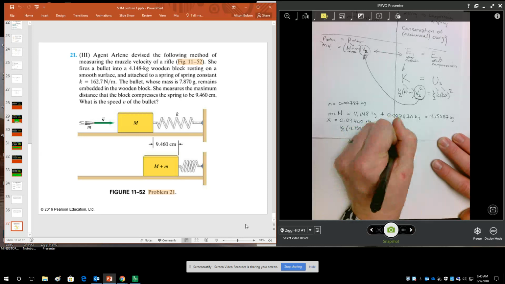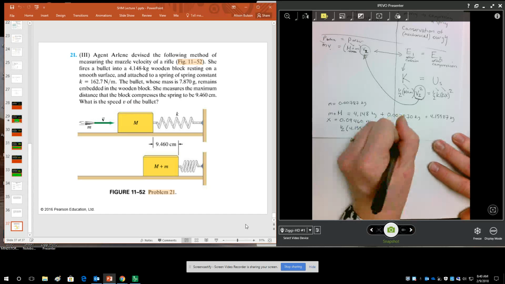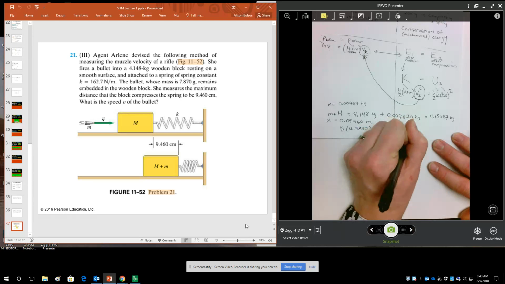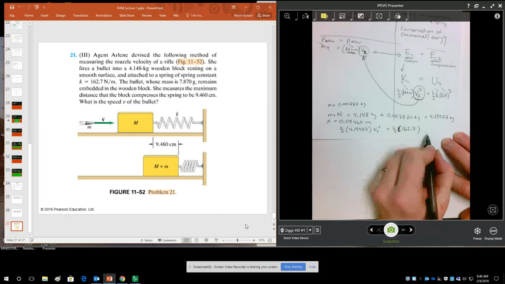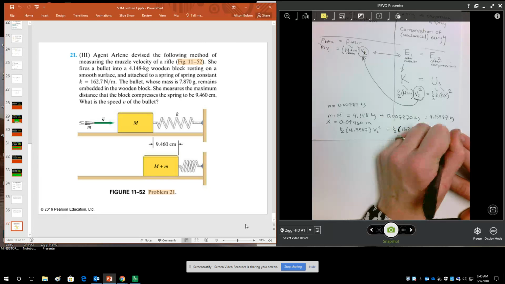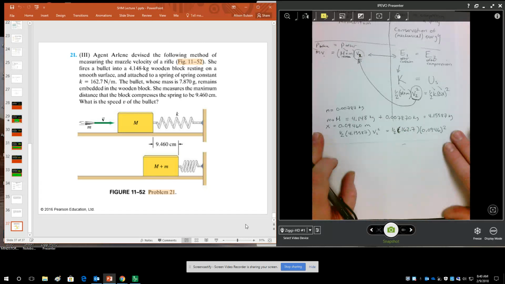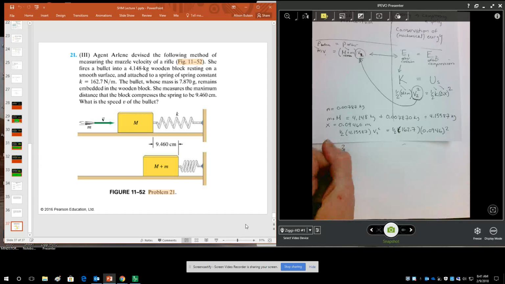K was given to us as 162.7 newtons per meter. Again, SI units. And then delta X is 0.0946, and that gets squared. Super. I am tempted to just be lazy and let you guys deal with the rest of this, but just for argument's sake, let's continue our solution. You can fast forward or stop now if you've got the idea. You choose.